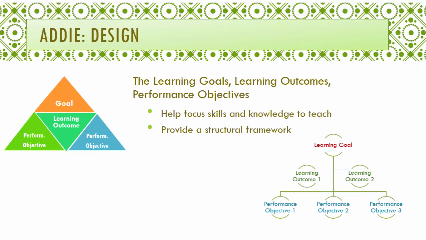Think of the learning goal as the lesson description or topic. Next, the learning outcomes describe in a general way the knowledge and skills learners will have at the completion of the lesson. And finally, the performance objectives describe how learners will demonstrate those new knowledge and skills they have acquired.